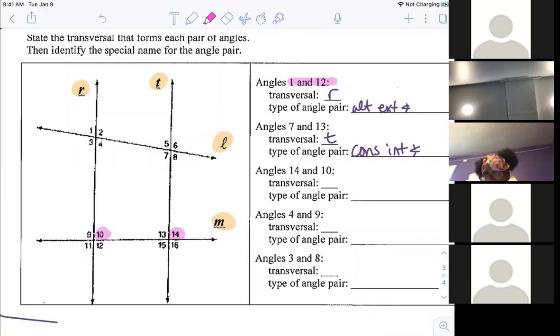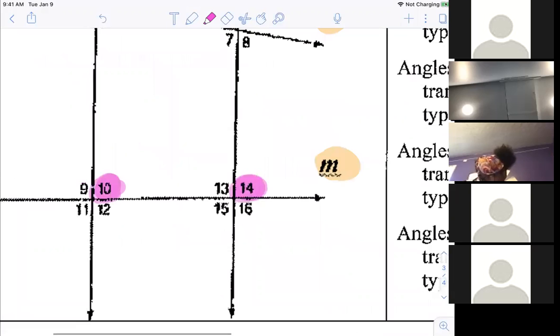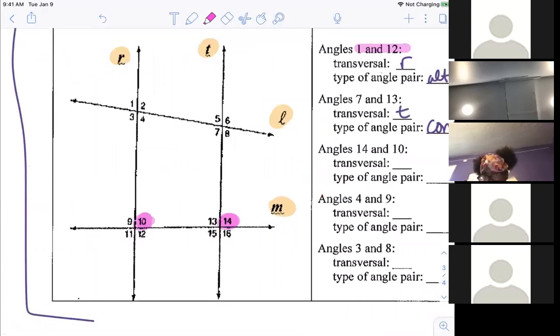What's my transversal? I don't know. Okay, the transversal is one line that crosses two others. If I'm looking at numbers 10 and 14, those are my angles. What's the one line that crosses two other lines to make those angles? Line M. Line M, perfect. And that's it. That's all the transversal is. Okay, thank you, Michael. What about my angle relationship? Who can help me with that?